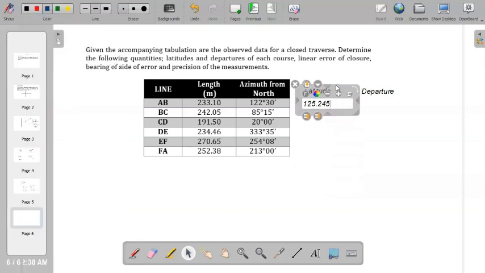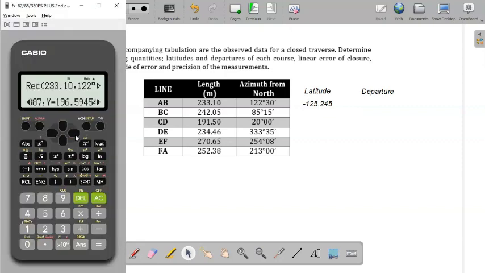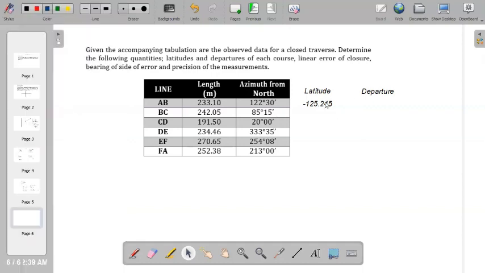Now, the sign of your latitude is negative because 122 is on the second quadrant. So you have to consider the sign. And of course, your departure is 196.595, and that's positive.